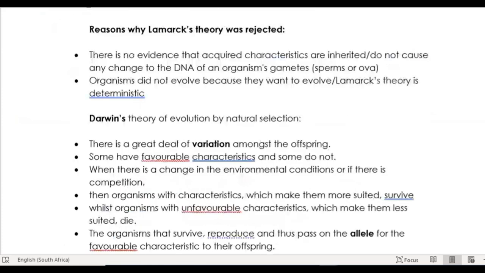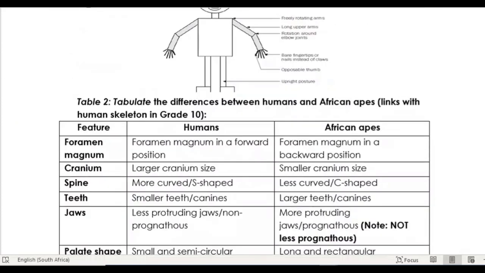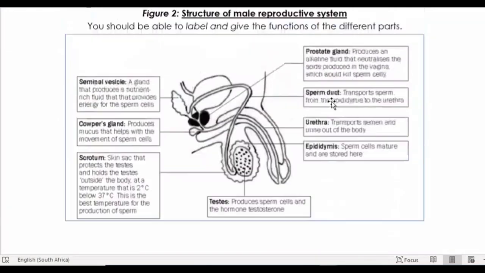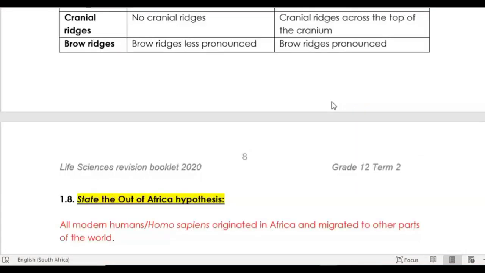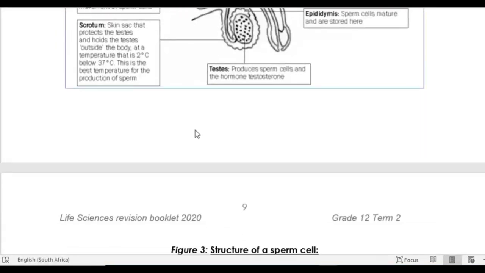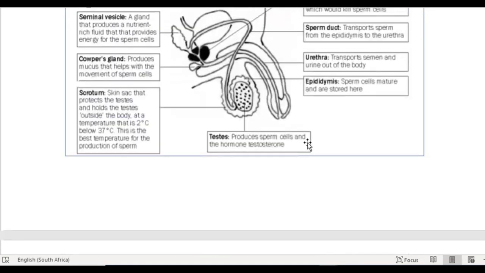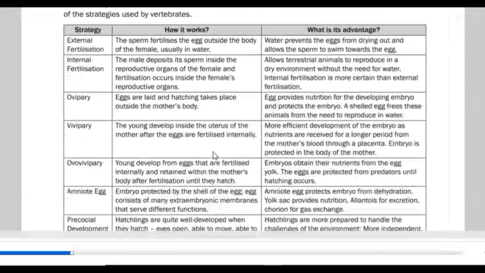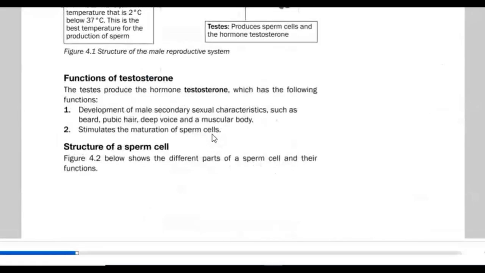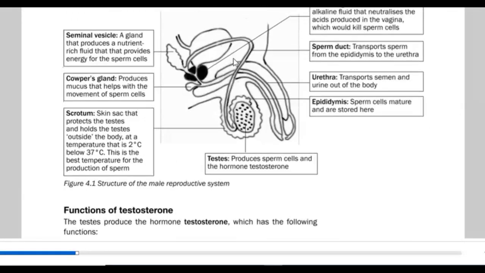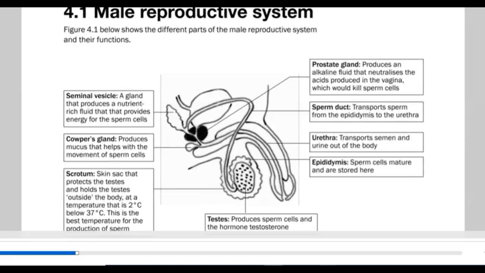Okay, I'm just going to go down to the human reproduction part, which is further down over here. If you go down here, you will see it says human reproduction. I am on page 8. And you will see that there is a nice diagram given to you, taken from Mind the Gap. If you go to Mind the Gap, you will see on page 19, I'm in the Mind the Gap textbook now. On page 19 is the diagram that is shown in your revision booklet.